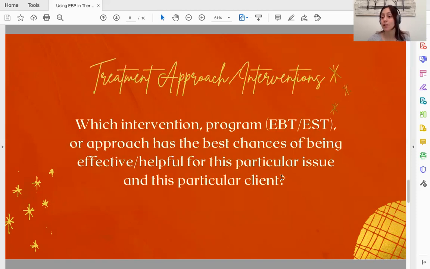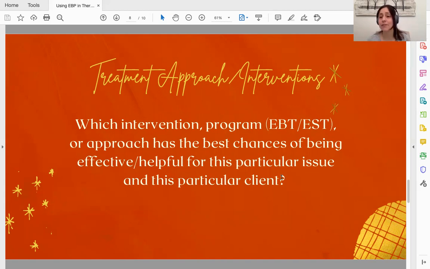Next, treatment approach and interventions. Which intervention program or policy has the best effects? This is the most common question for therapists, but remember, it's not the only one. We want to know which approach or intervention is going to bring about change for the client. This depends on the specific issues, how they're manifesting, the client's characteristics, and the specific treatment circumstances. Note that even the most effective intervention might not work for everyone.